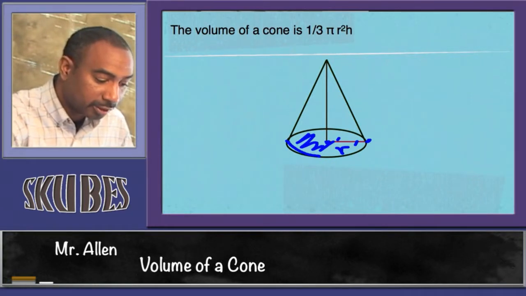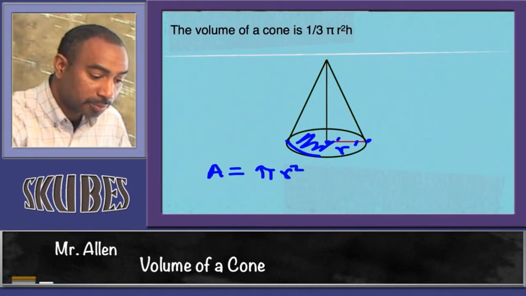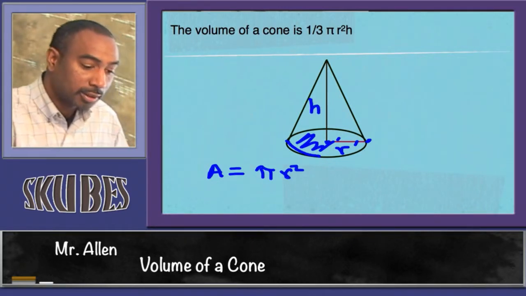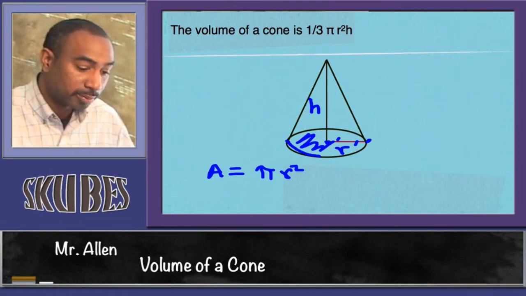So recall that the area equals pi, the radius squared. And we're multiplying that to the height. And 1/3 is part of the formula for cones.